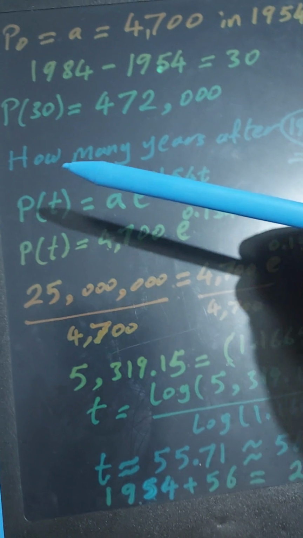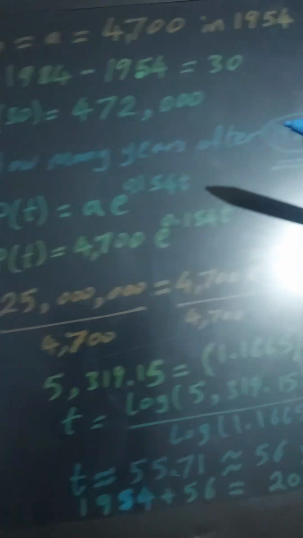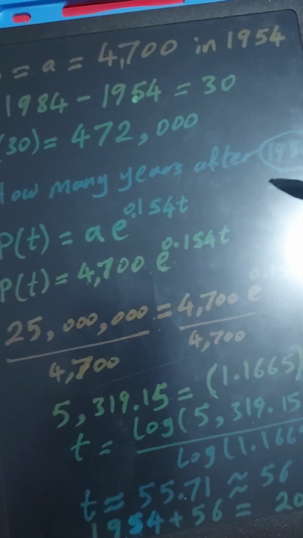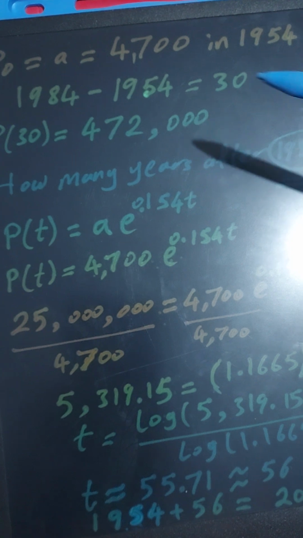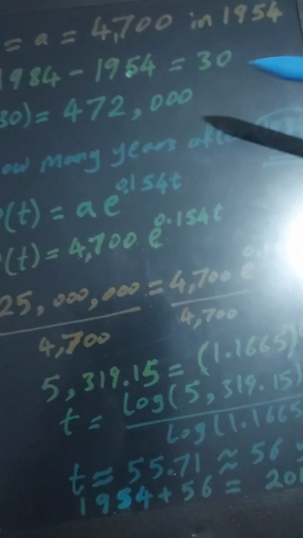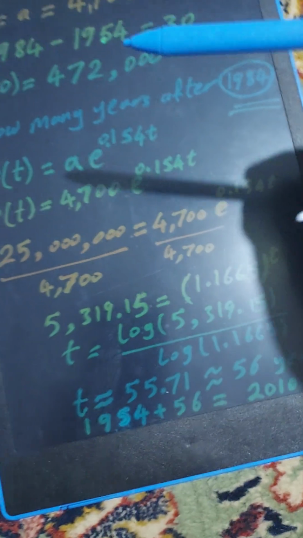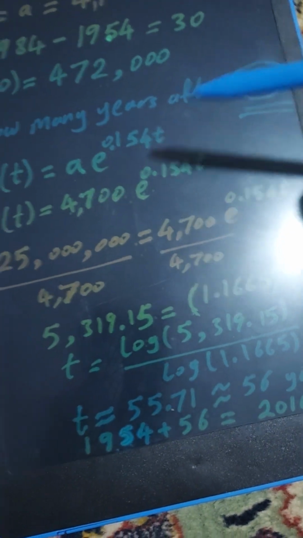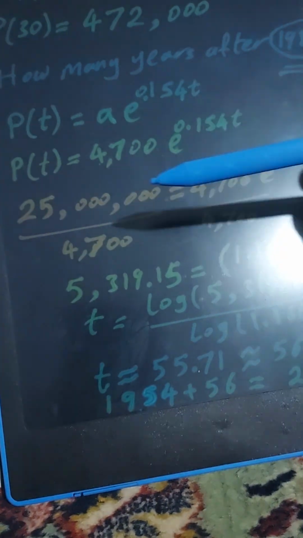We have to be careful about the question. It says how many years after 1984. It's not after the initial value. The initial value is 1954, so there will be an additional calculation to do. There are two ways to calculate that. We'll talk about it at the end.